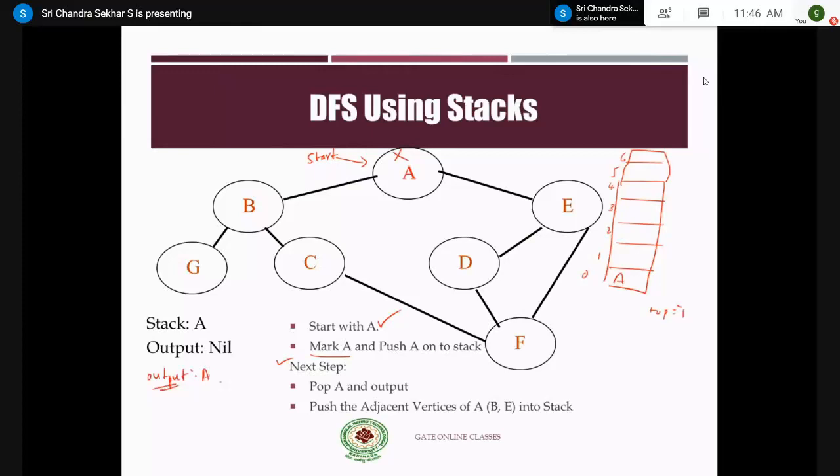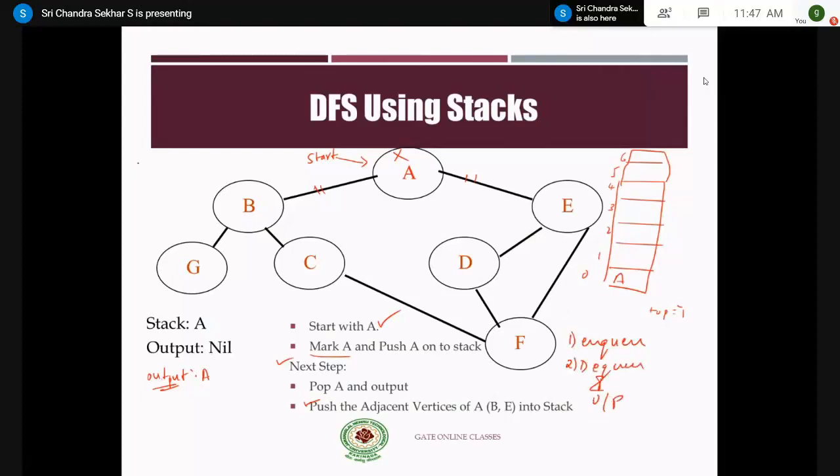In BFS you dequeue and output, but before dequeuing you have to enqueue the adjacent elements of that particular element. Here also you have to do the same thing. So after you pop A and output, you have to push the adjacent vertices of A. The adjacent vertices of A are B and E. As I told, you can push these elements. In BFS, you enqueue the adjacent elements and then dequeue and output. Here also the same concept.